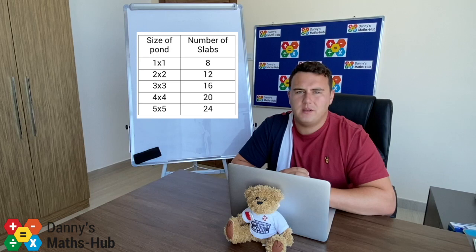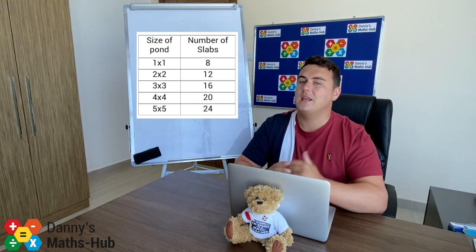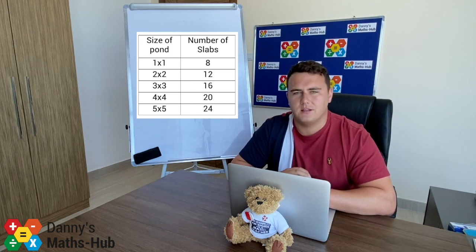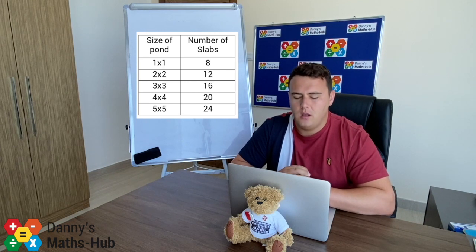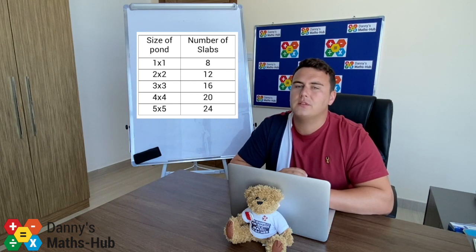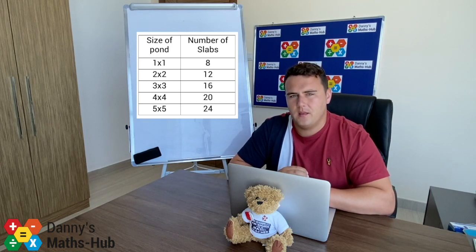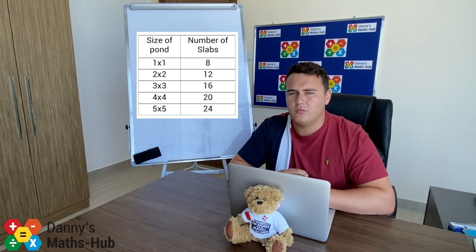From a 1 metre by 1 metre pond, you'd have found that there were 8 slabs around the outside. Now, I did give you that bit of information, and hopefully you would have checked that the information I gave you was correct and didn't just accept it. For a 2 by 2 metre pond, you'd then have seen there were 12 slabs going around. And then for a 3 by 3, you'd have seen 16 slabs. By this point, hopefully you're realising that this was going up by 4 each time.